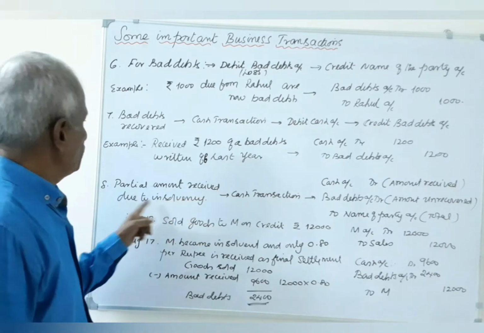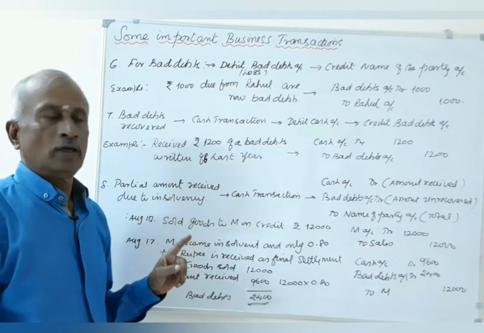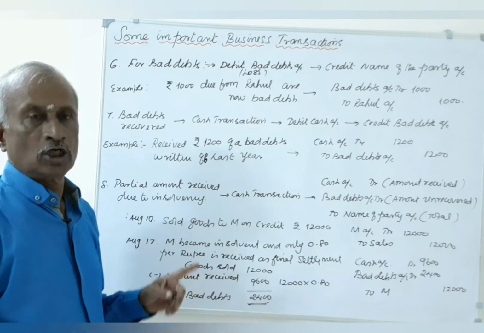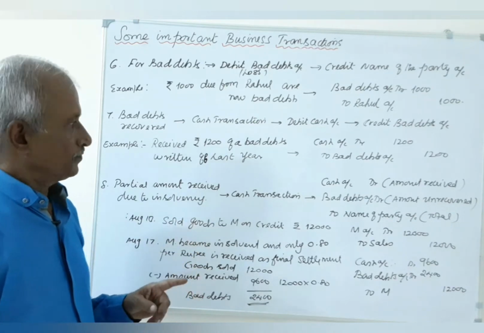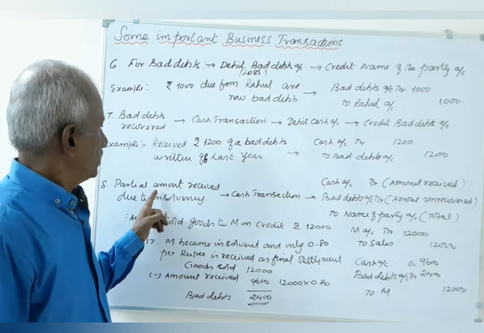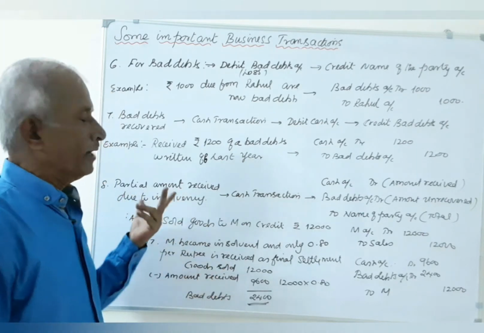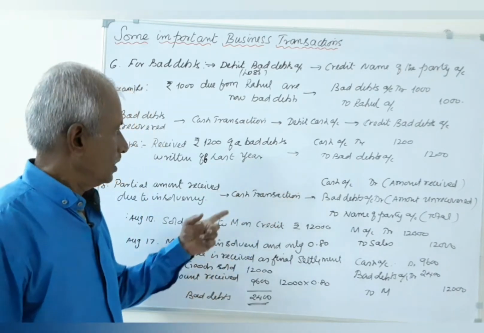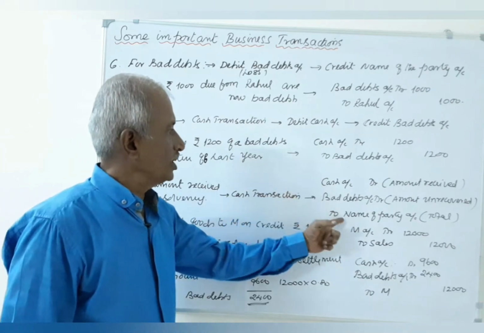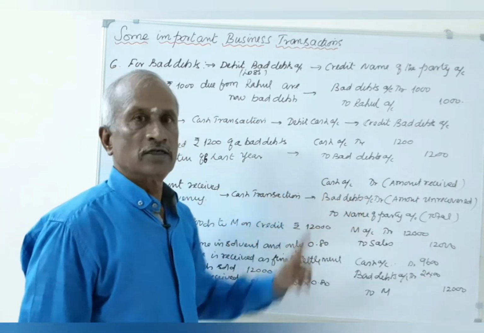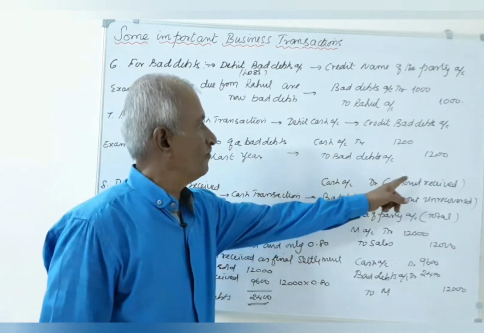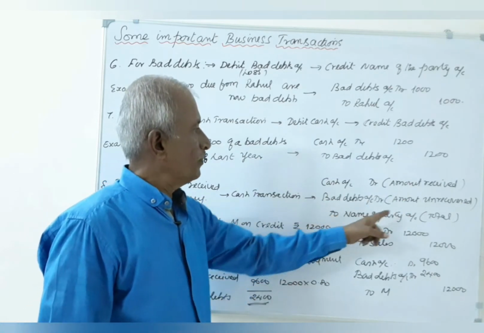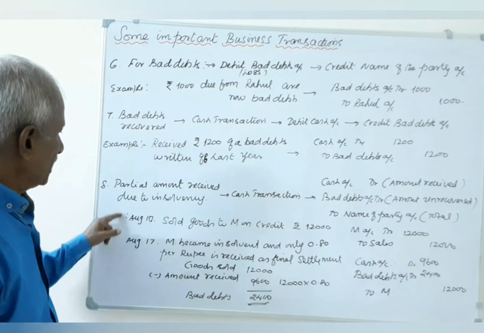8th, partial amount received due to insolvency. Insolvency is the incapability of a person or business to pay the debts. So it is nothing but partial amount received and there is a loss of bad debts. For cash received, it is cash account debtor to name of the party. Bad debts is a loss, so it is debited. So cash account debtor for the amount received, bad debts account debtor for the amount not received, to name of the party for the total amount.